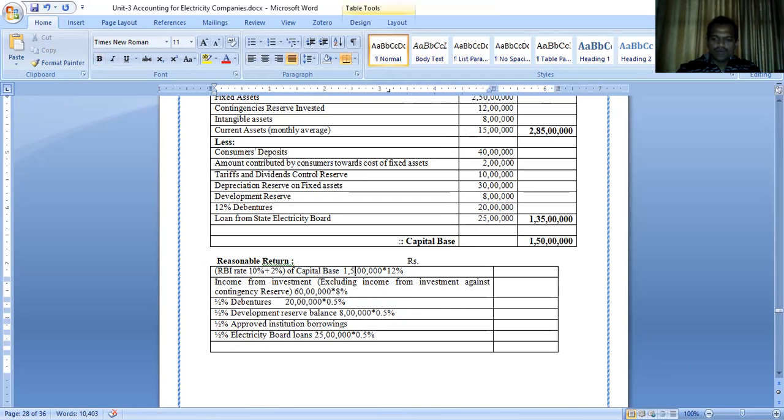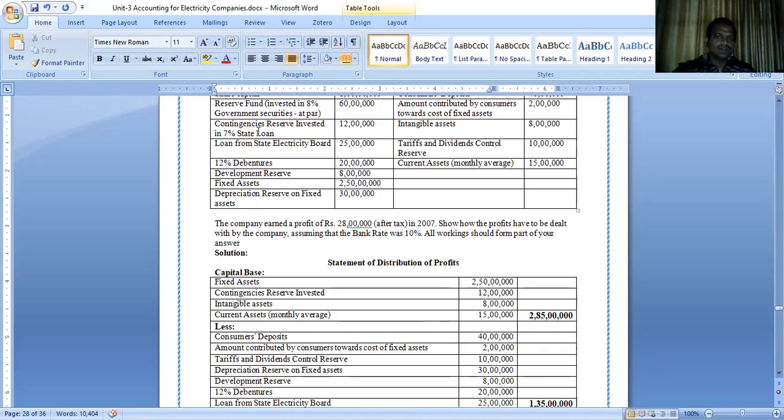The capital base is 1 crore 50 lakhs, so 12% on 1 crore 50 lakhs is 18 lakhs. Then, income from investment, excluding income from investment against contingency reserve. We have to mention all these particulars in a table so that mistakes do not occur, because if we consider the contingency reserves wrongly, then the problem will go wrong.